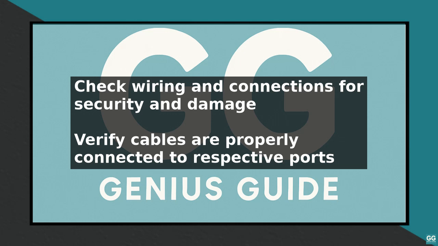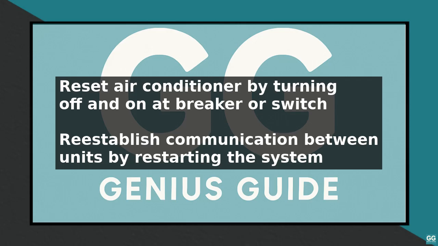If the error persists, check the communication board, which is usually located in the outdoor unit. Inspect the board for any signs of physical damage, such as burn marks or broken components. If you find any damage, it may be necessary to replace the board.